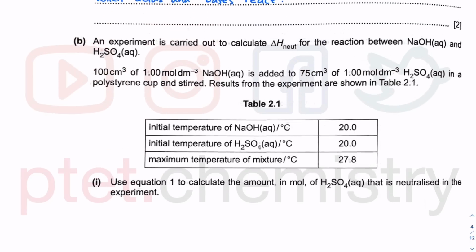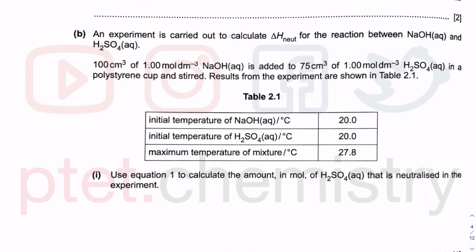Okay. In part B, we are supposed to do some calculations. These are typical practical questions in paper 3. So inside our cup, we have solution plus solution. So be very careful about this idea here. A lot of students think that it's just one solution, but there are 2 solutions.